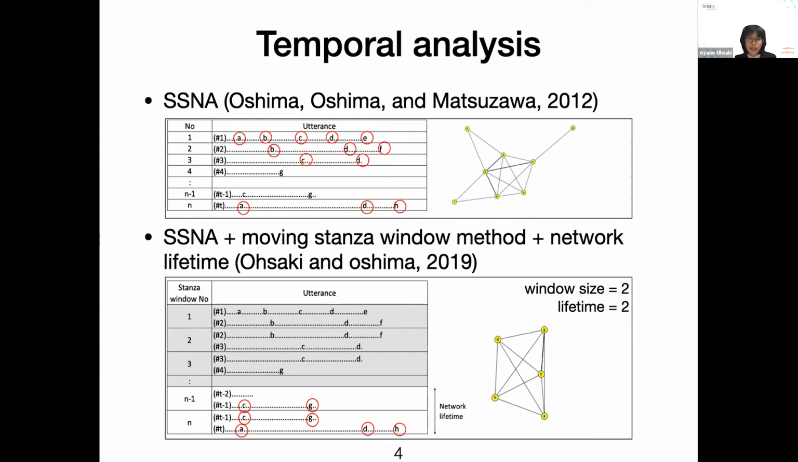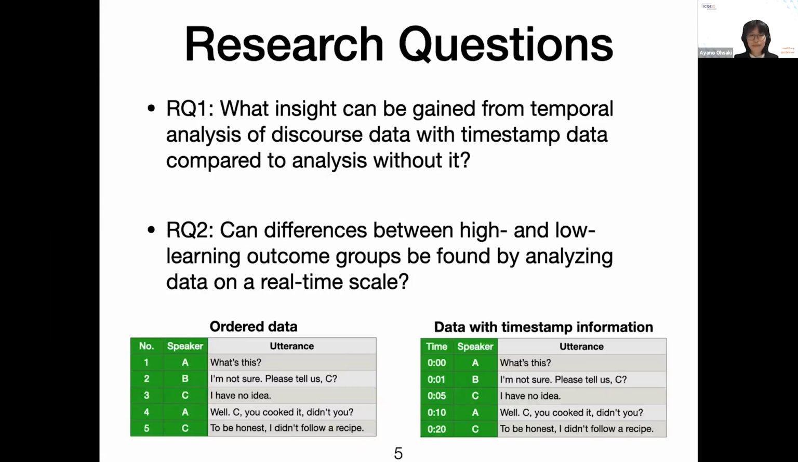In the bottom figure, SSNA combined with the moving window method and the network lifetime restructures a network of keywords and interactions of utterances at an analysis point. The effectiveness of this SSNA, which incorporates temporality, was reported in a recent study, but the study dealt with older data that has no time information. Therefore, we examined an approach using timestamp information.